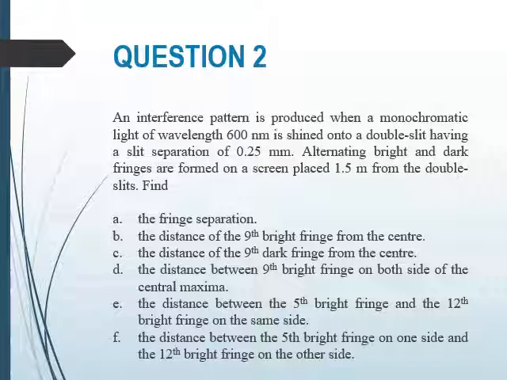D. The distance between the 9th bright fringes on both sides of the central maximum. E. The distance between the 5th bright fringe and the 12th bright fringe on the same side. F. The distance between the 5th bright fringe on one side and the 12th bright fringe on the other side.